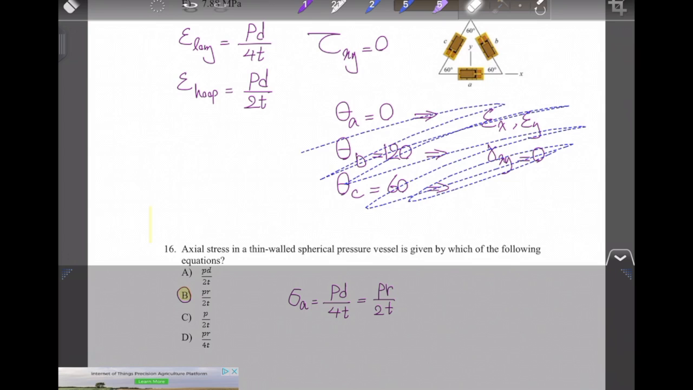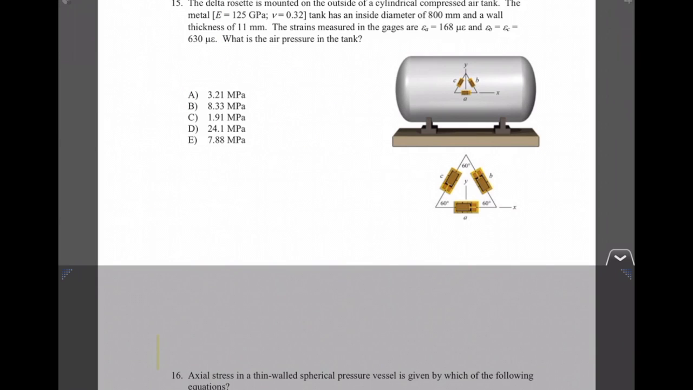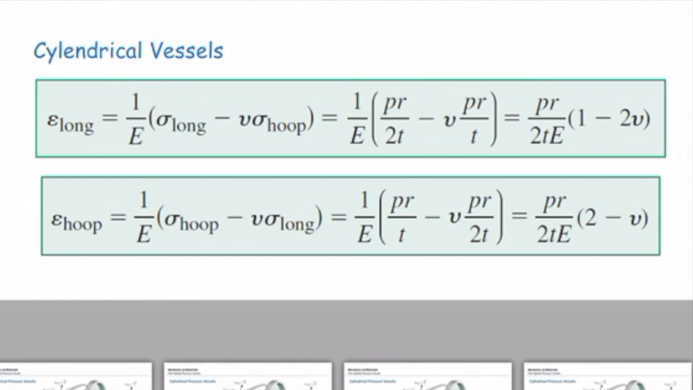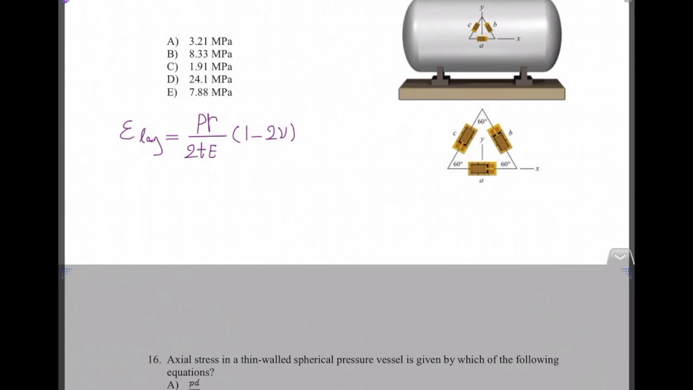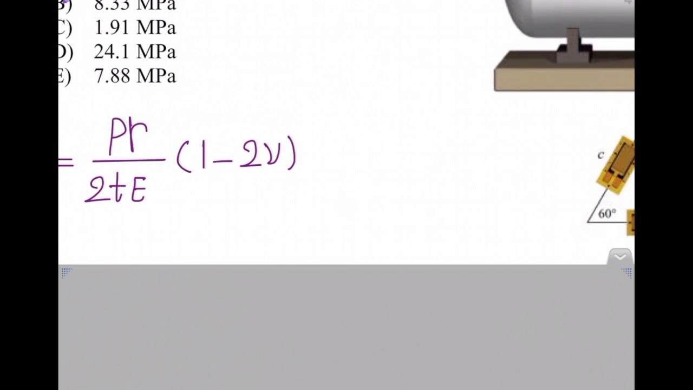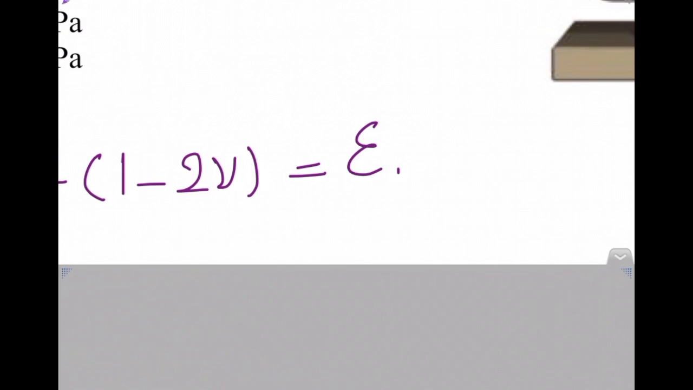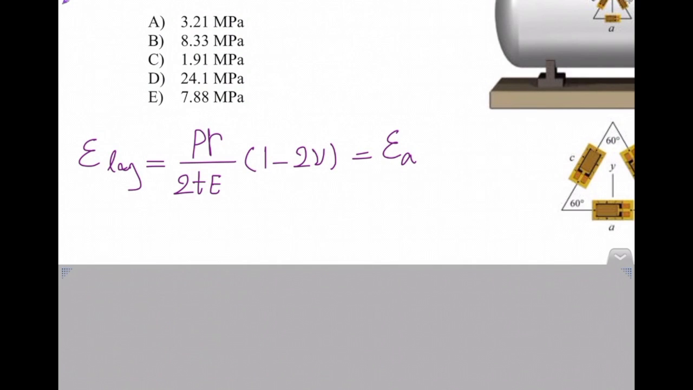Let me ignore all these parts. We know the longitudinal strain, and we have a formula for that. For cylindrical vessels, the longitudinal strain is PR divided by 2tE times 1 minus 2 nu. Epsilon A is exactly the longitudinal strain because we have directly measured that, so I can set that equal to epsilon A. Epsilon A is known, radius is known, thickness is known, modulus of elasticity is known, and I can directly solve that for P. Okay?